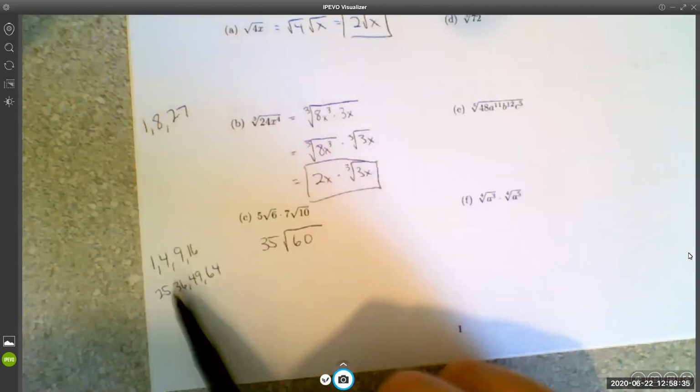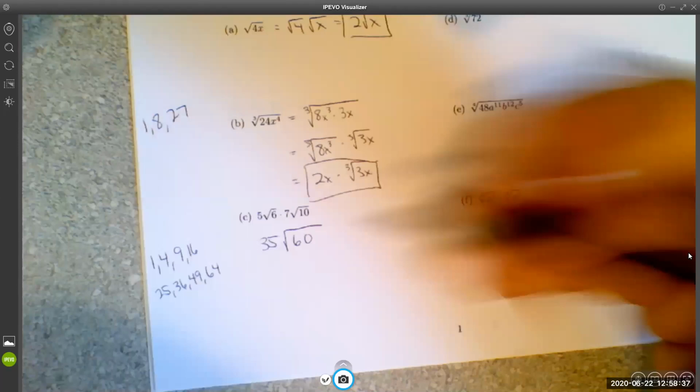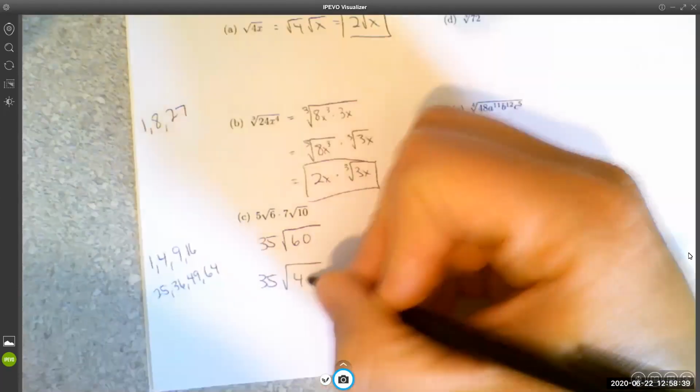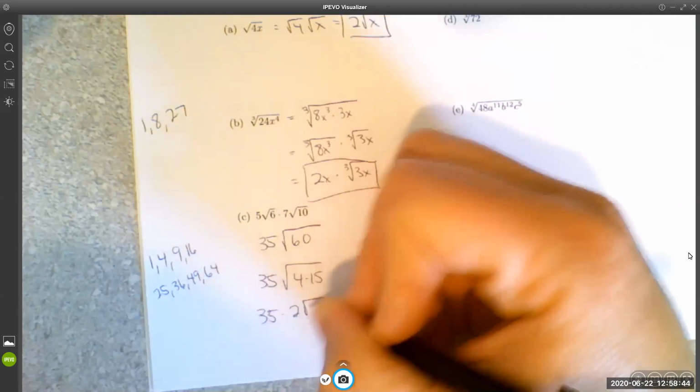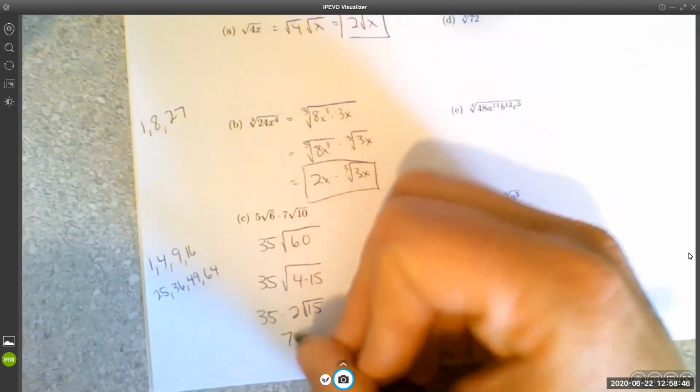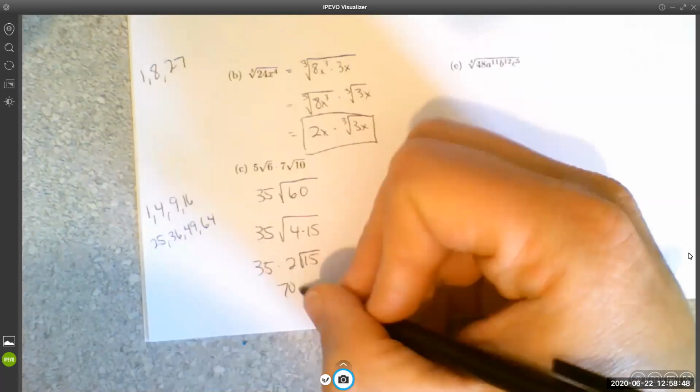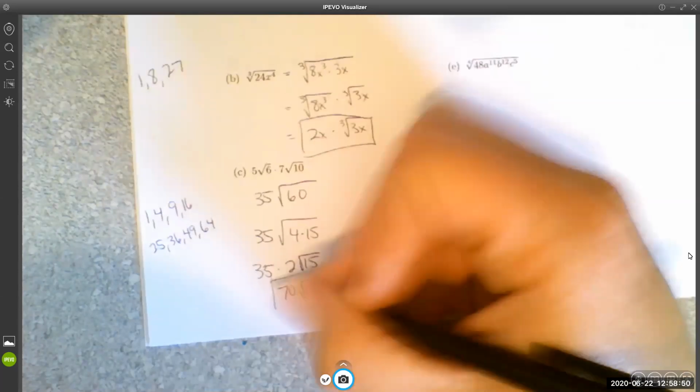We can rewrite this as 35 times the square root of 60. 60 is 4 times 15. And square root of 4 is 2. So this is 35 times 2, root 15. That's 70 root 15. Okay?